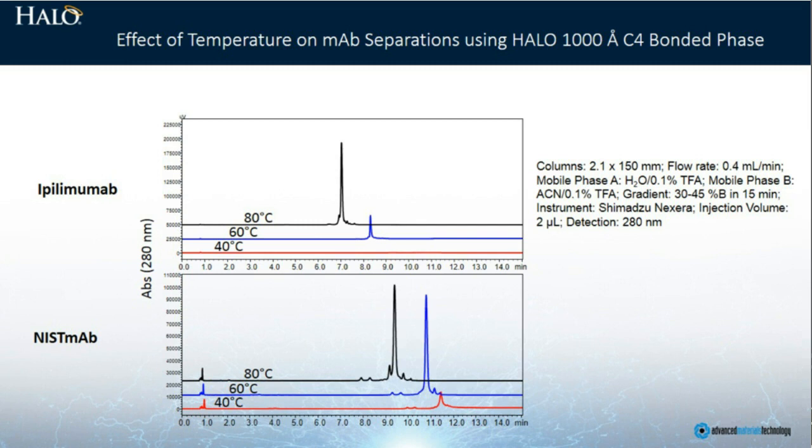So at 80 degrees, you get a full recovery for both of these monoclonal antibodies under these typical TFA-containing mobile phase conditions. As you decrease the temperature, you begin to see monoclonal antibody-specific loss of material. In other words, at 60 degrees, you're clearly losing more of one monoclonal antibody compared to the other. By the time you get down to 40 degrees, you're having significant recovery problems.